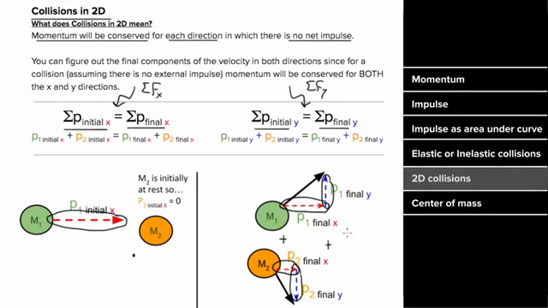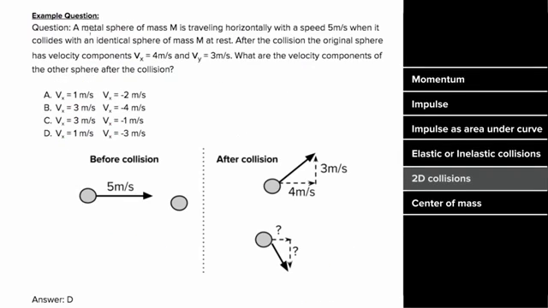So what does an example involving collisions in two dimensions look like? Let's say a metal sphere of mass m is traveling horizontally at 5 meters per second when it collides with an identical sphere of mass m that was at rest. After the collision, the original sphere has velocity components of 4 meters per second and 3 meters per second in the x and y directions. And we want to know what are the velocity components of the other sphere right after the collision.